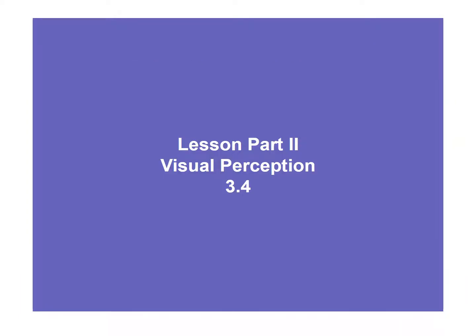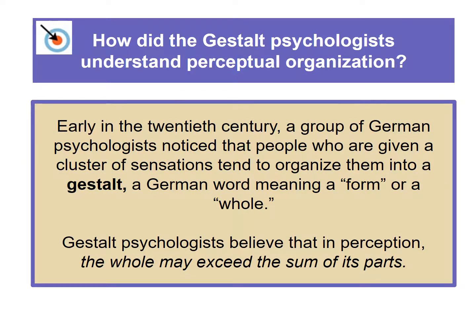Part 2, visual perception. So we're starting off visual perception with Gestalt. We learned just in the first part all about how the eye works. Now we're going to learn about how it perceives things. So Gestalt, we're bringing him back from Unit 1. Early in the 20th century, a group of German psychologists noticed that people who were given a cluster of sensations tend to organize them into a Gestalt, which is a German word meaning a form or a whole. Gestalt psychologists believe that in perception, the whole may exceed the sum of its parts, and we'll get into what that means in the next couple slides.